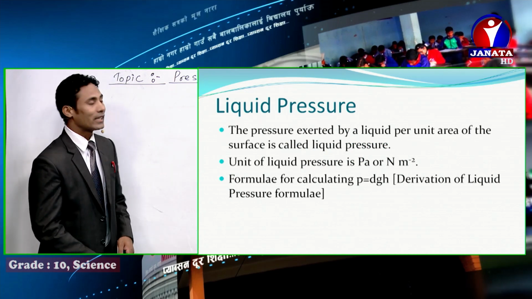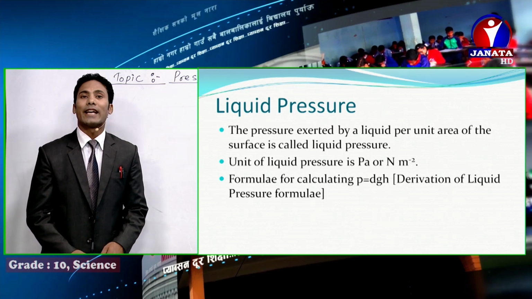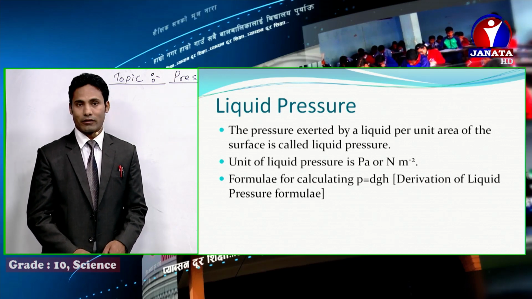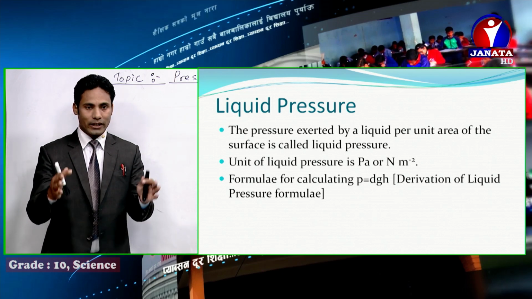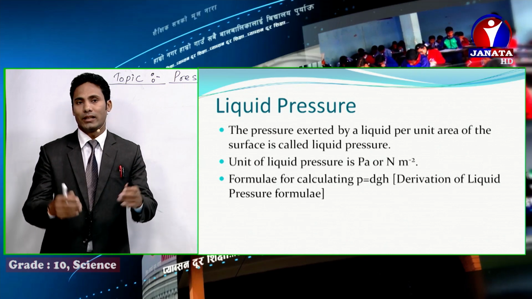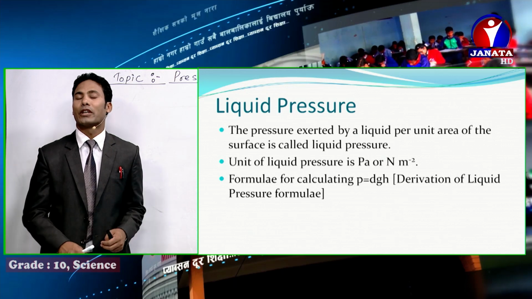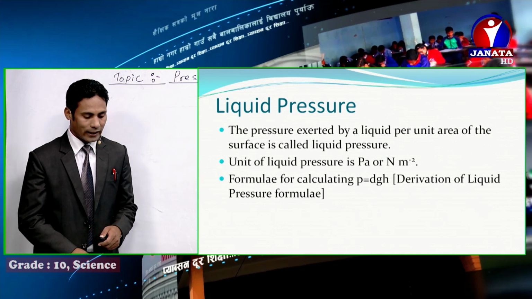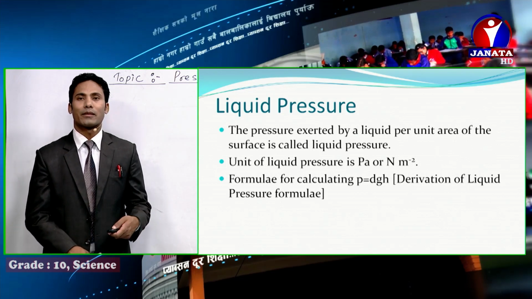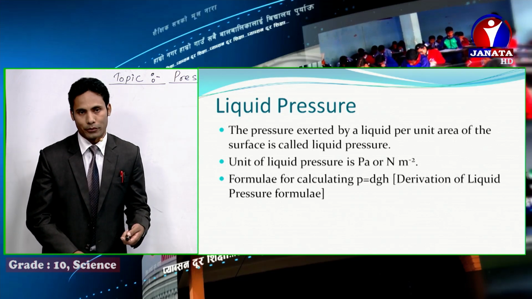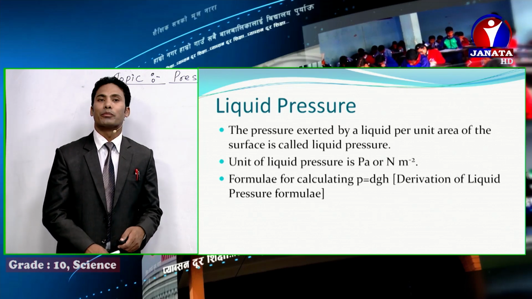So now let's see what is liquid pressure. The pressure which is exerted by the liquid per unit area is called the liquid pressure. That means whenever we put the liquid in some vessel, then a certain pressure is exerted on the bottom of the vessel, which is known as the liquid pressure. And the unit of liquid pressure is also the same as pressure, that is Newton per meter square, or Pascal is the SI unit for the liquid pressure also.